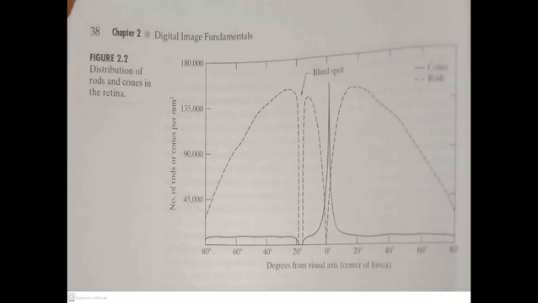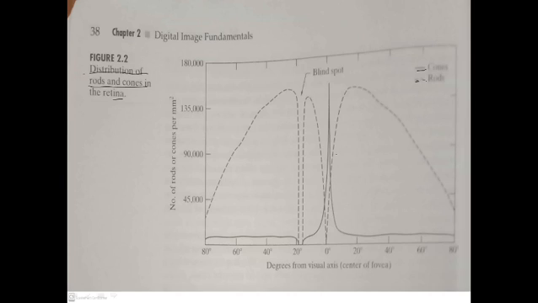Okay, so this was regarding the cross sectional view of the human eye. As I said, this is the central fovea, so let us consider this as 0 degree. Let us consider the distribution of rods and cones in the retina. This is the 0 degree. Here the continuous line indicates cones, and the dashed line indicates the rods.